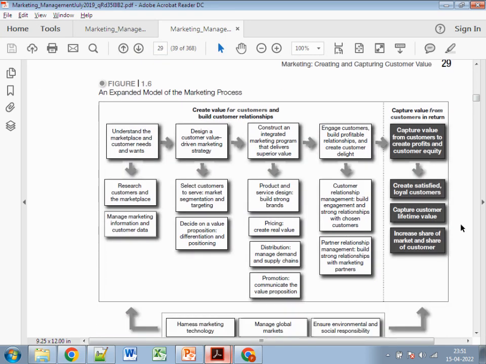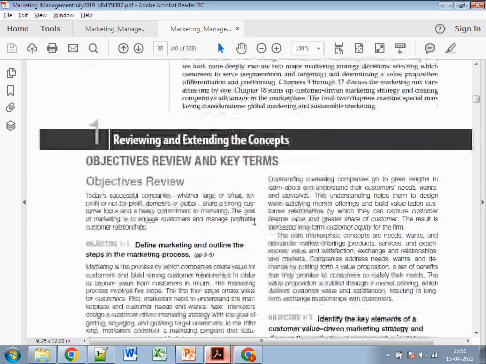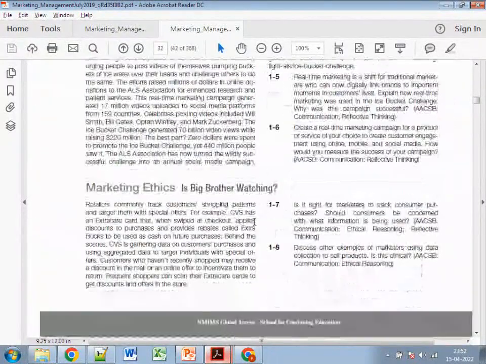So this is all about the marketing process: how you understand the marketplace, how you design a customer strategy, then the integrated plan, then serve the customer. You need to explain this marketing process with respect to sports marketing, right? Many things are explained over there. You can refer to the coming pages and make sure that it's related to sports.